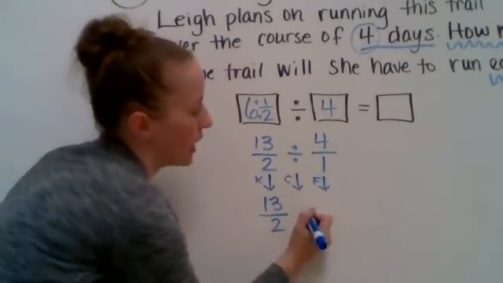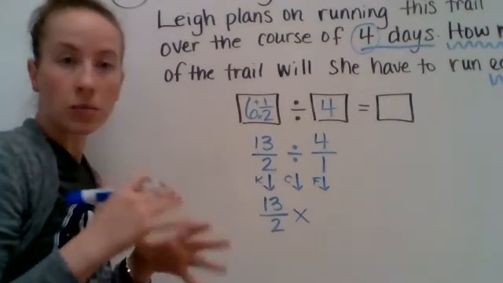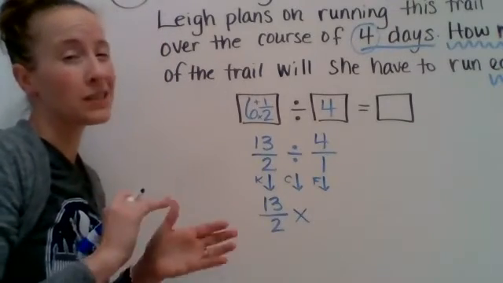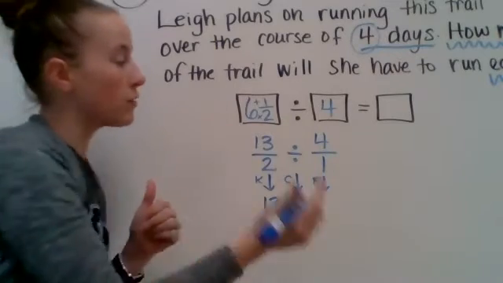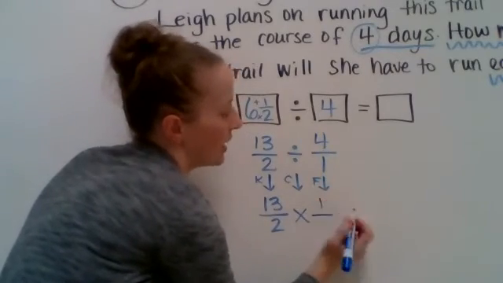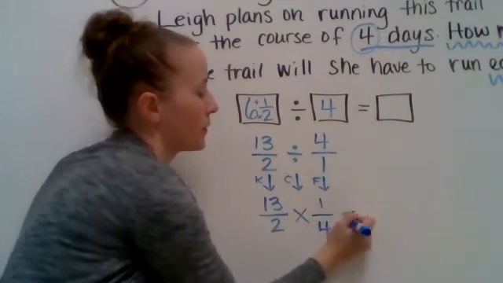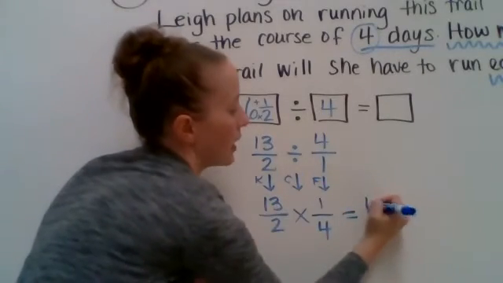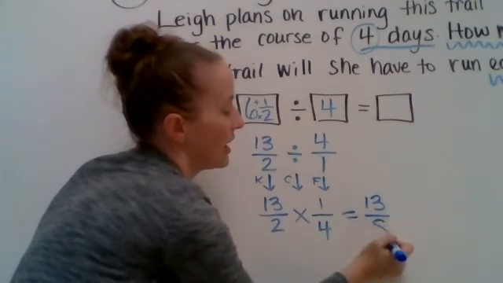Now instead of division, I want to change it to multiplication, and because I changed the operation to multiplying, I also have to use the reciprocal of my next fraction, which means I'm going to flip 4 over 1, so instead it reads as 1 over 4. I'm ready to multiply. Okay, 13 times 1 on the top is 13. 2 times 4 on the bottom is 8.